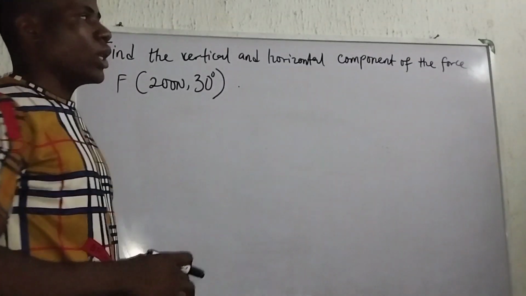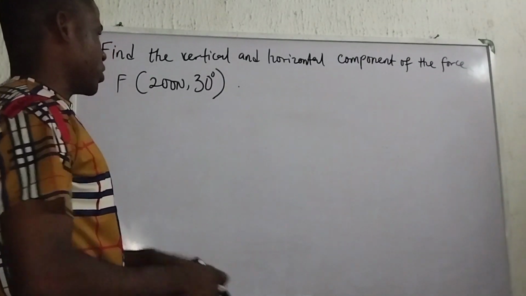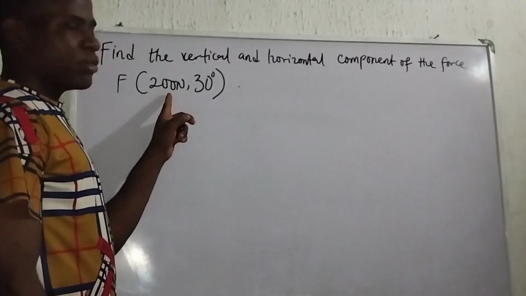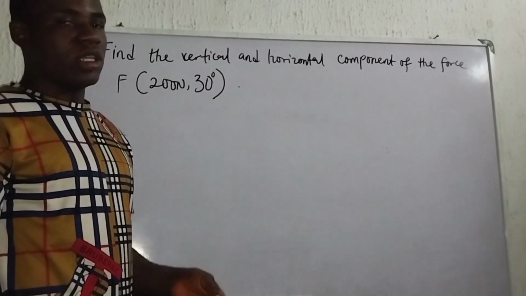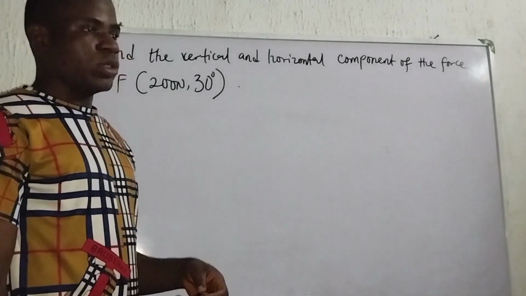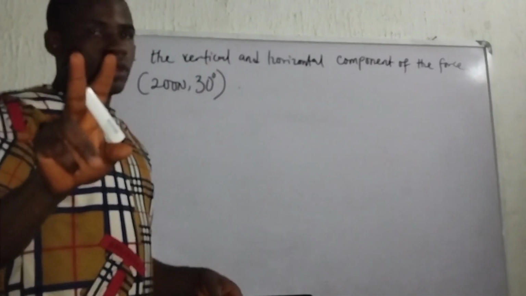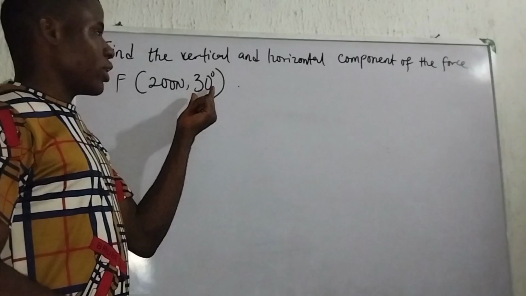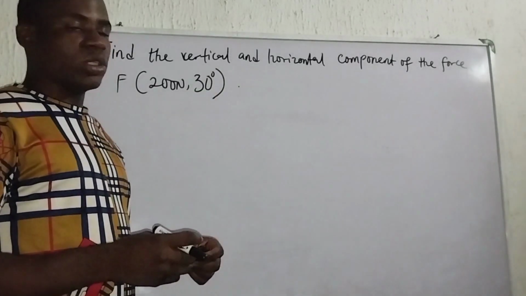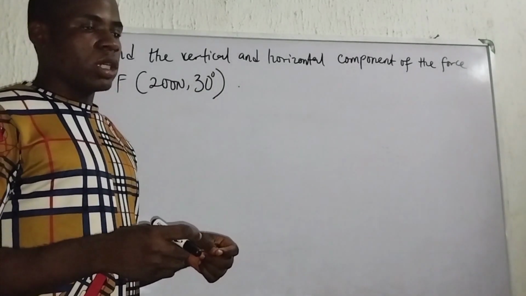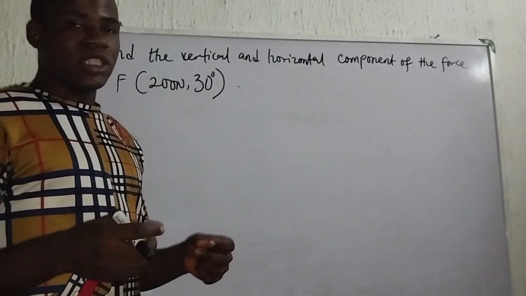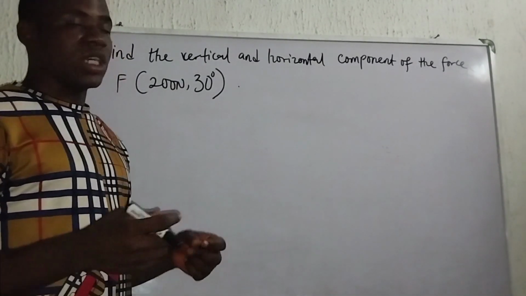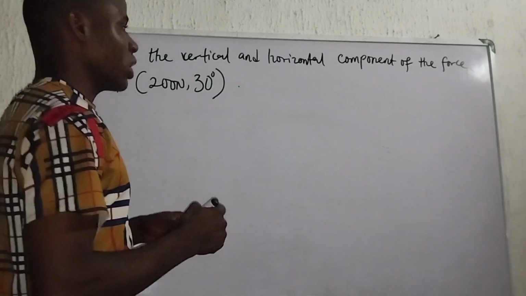I have to find the vertical and horizontal component of the force F, given that its magnitude is 200 Newton and the direction is 30 degrees. Now, in this question, I'm going to consider two things: when the force is inclined to the vertical, or when the force is inclined to the horizontal. Look at what I mean.